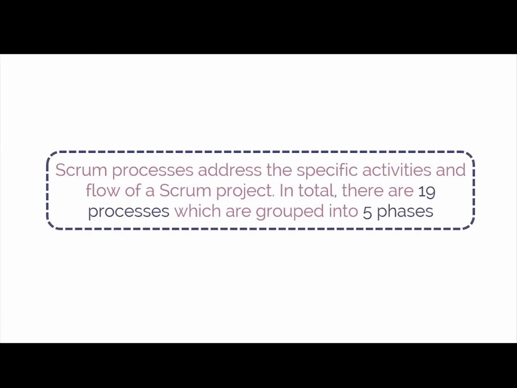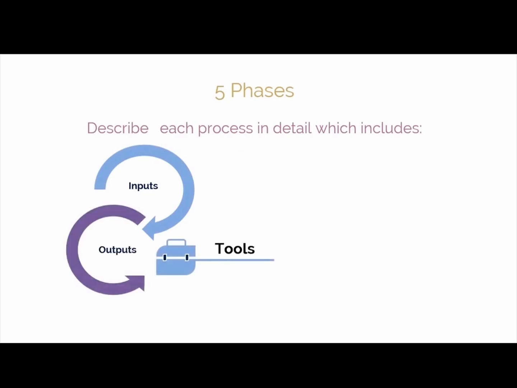First of all, let's define the Scrum processes in general. Scrum processes address the specific activities and flow of a Scrum project. In total, there are 19 processes, which are grouped into 5 phases. These phases are presented in chapters 8 through 12 of the SBOK Guide. These 5 phases describe each process in detail, including the associated inputs, tools, and outputs.